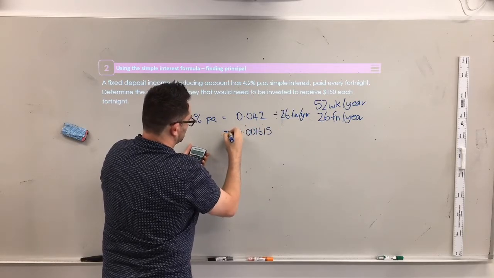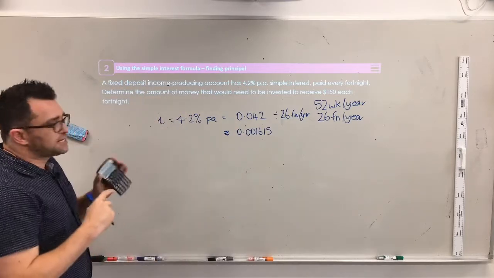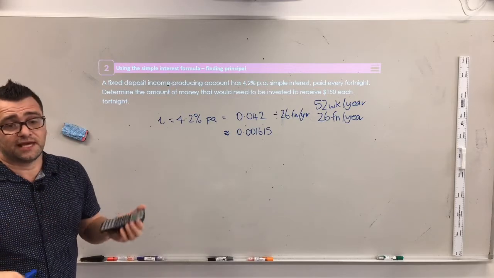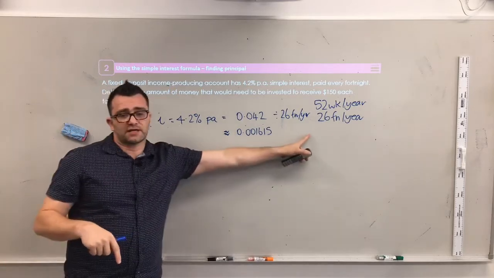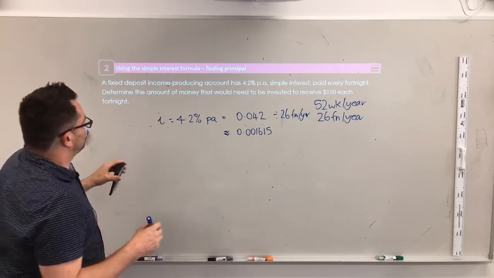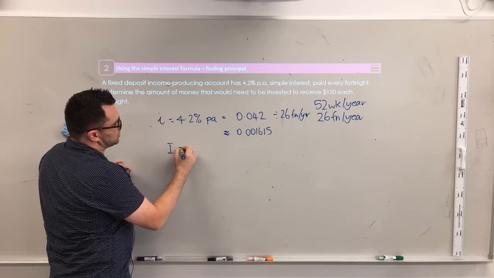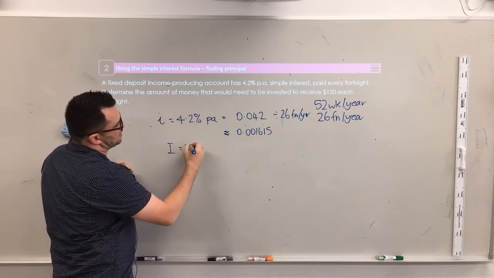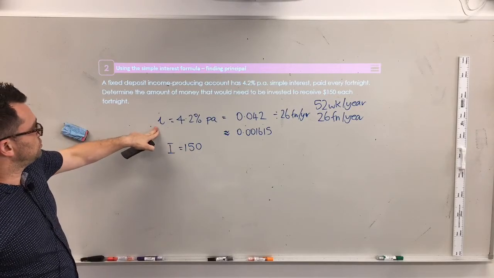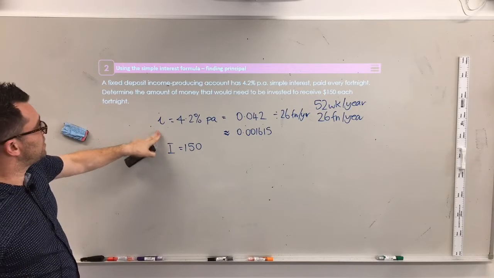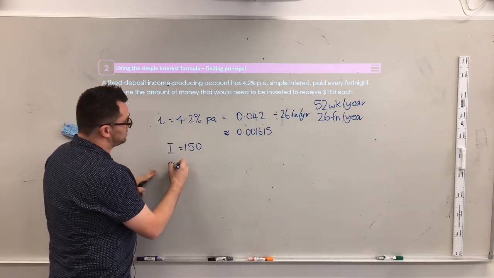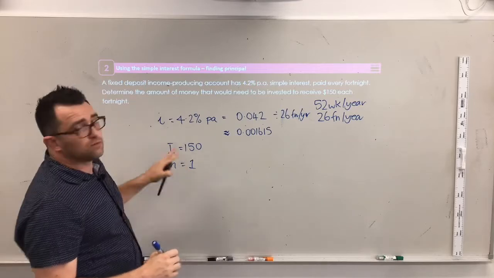0.001615, well, approximately. Now, a key thing with your calculator is if you leave that number in your calculator, we can use the answer function later, so we're not actually rounding off. So, we want our interest earned to be $150. We know what I is, and we want that $150 to be in one term, because we want it in one fortnight.